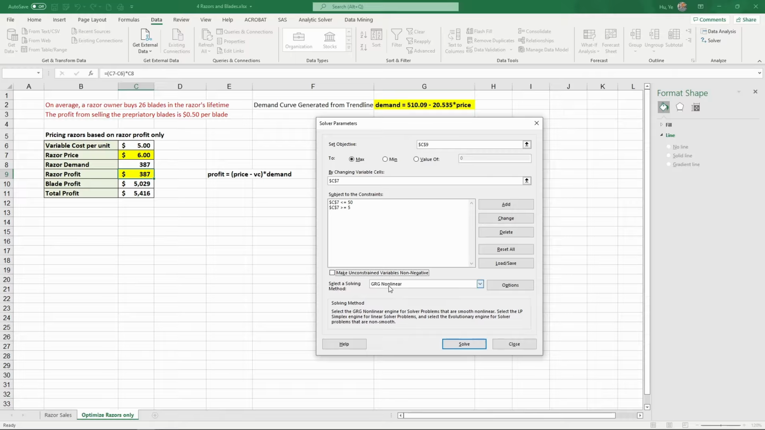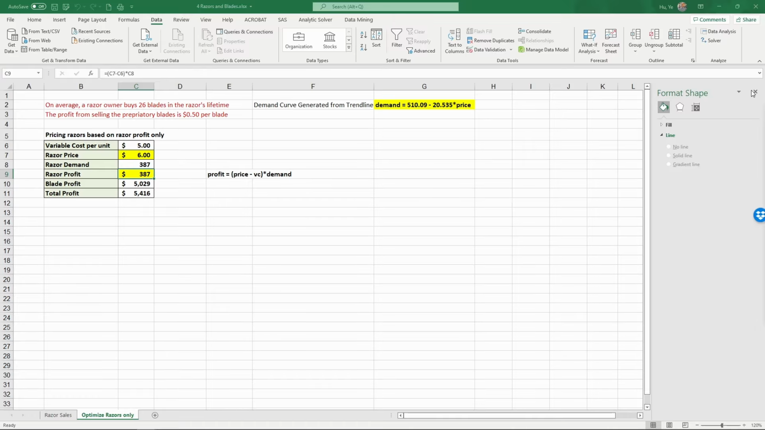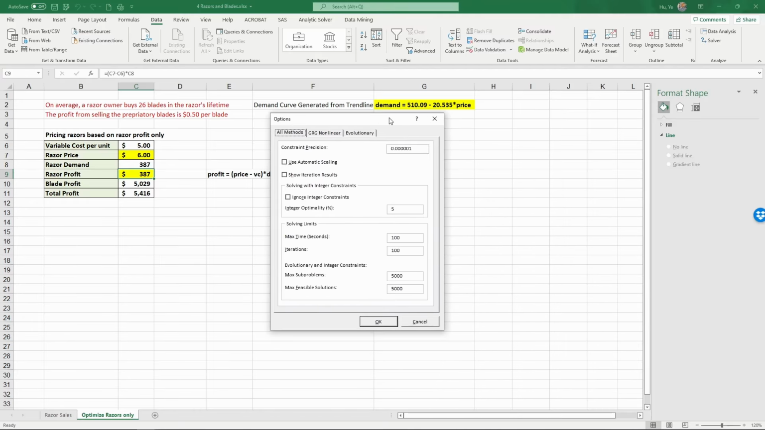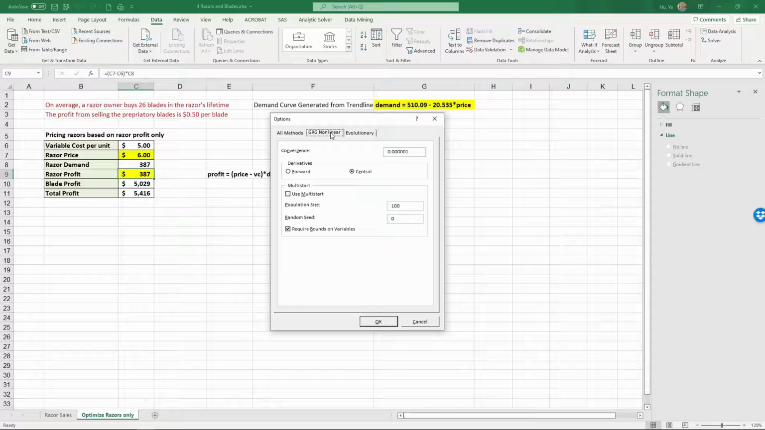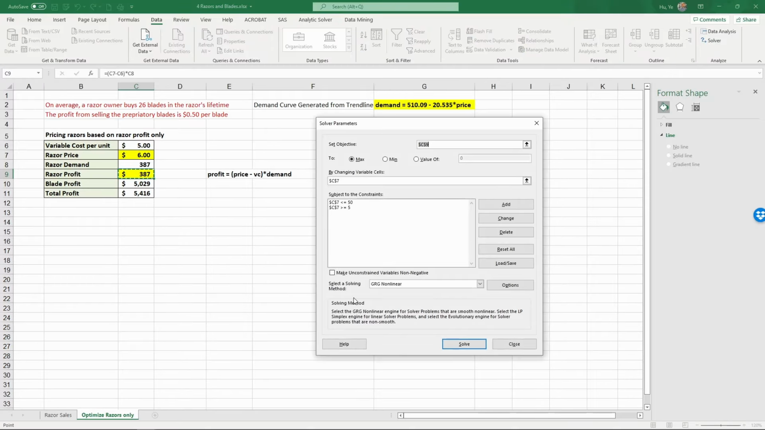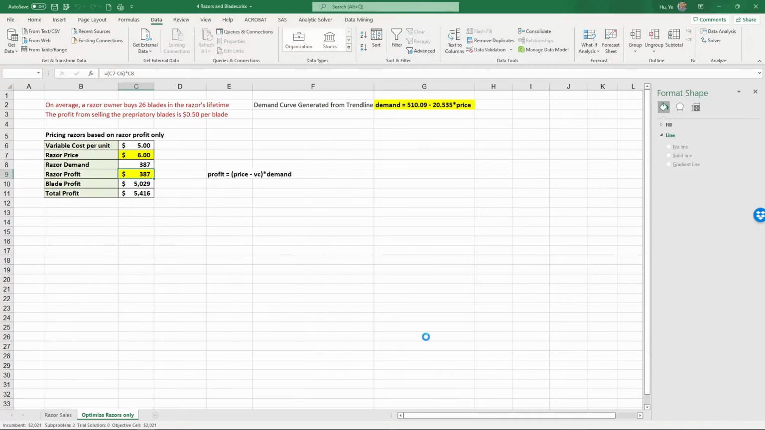And again, we're going to use the GRG nonlinear method. And there are options for this method. Going into the options, we don't need to change these parameters in general. And the maximum iteration time, again, I'd like to set it to be larger than the default. And then go to GRG nonlinear, check multi-start, and click OK, and click Solve.